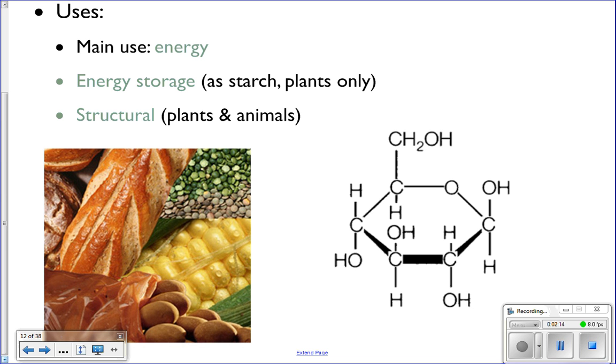You can see on your screen some different things that have lots of carbohydrates in them on the left. And on the right, you can see the structure of the glucose molecule, which is the main thing that you get energy from in your body.